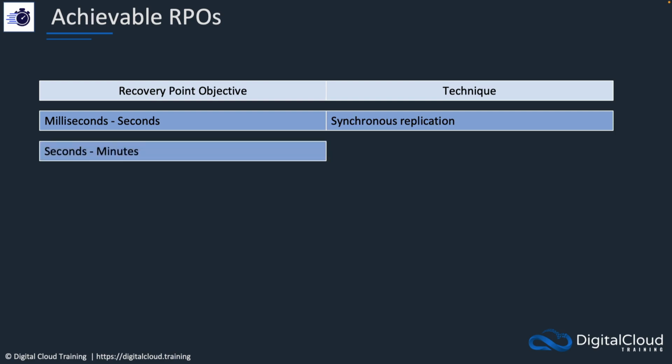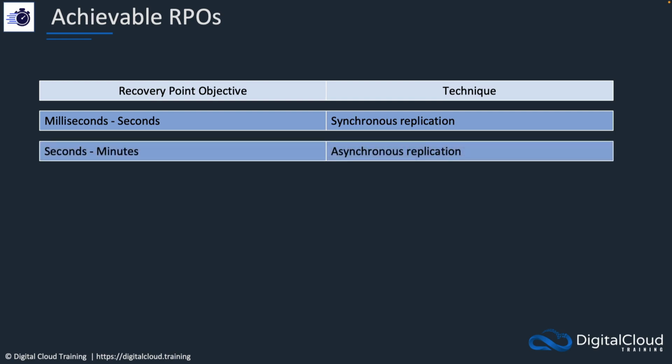Then we've got seconds to minutes. That would be asynchronous replication. So with synchronous replication, what is happening is, let's say a database is replicating data to another database. Now the application writes to the main database. What happens is that transaction is not committed on the main database until it is also committed on the secondary database, the replica. So that would be synchronous replication.